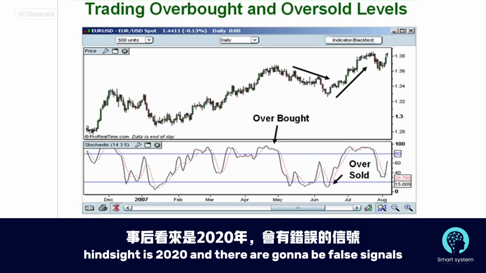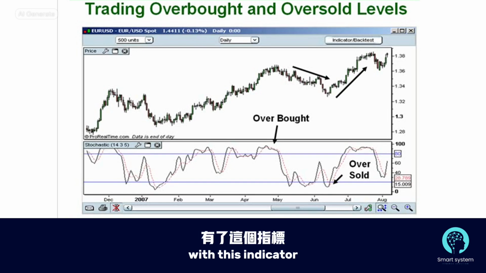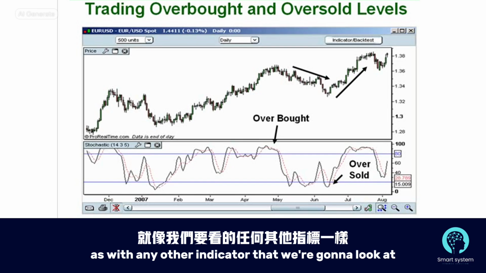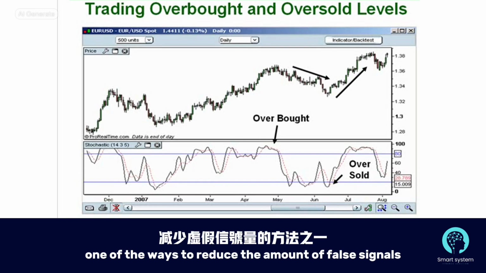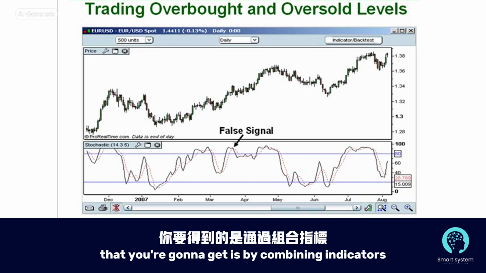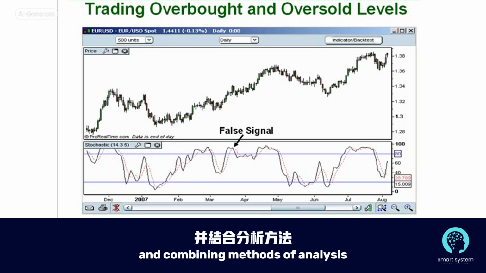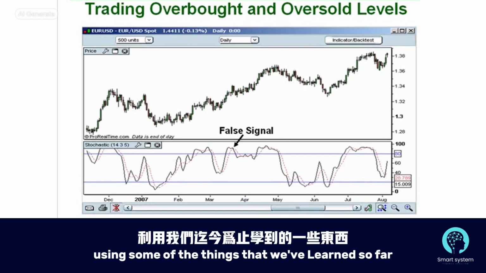Hindsight is 20/20, and there are going to be false signals with this indicator, as with any other indicator that we're going to look at. One of the ways to reduce the amount of false signals that you're going to get is by combining indicators and combining methods of analysis using some of the things that we've learned so far.